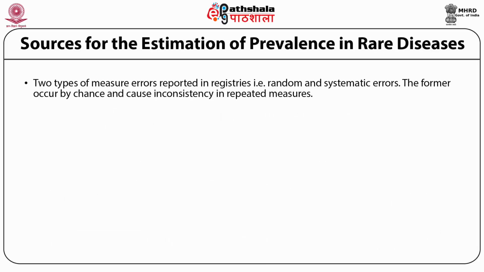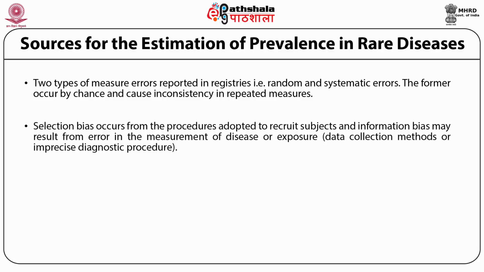Two types of measurement errors expected in registries are random and systemic errors. The former occurs by chance and causes inconsistency in repeated measures. On the other hand, systemic errors like instrument calibration, environmental challenges, and procedure changes introduce distortions in measured against the actual values. Selection and information bias affect the registries. Selection bias occurs from the procedures adopted to recruit subjects, and information bias may result from the error in measurement of a disease or exposure.